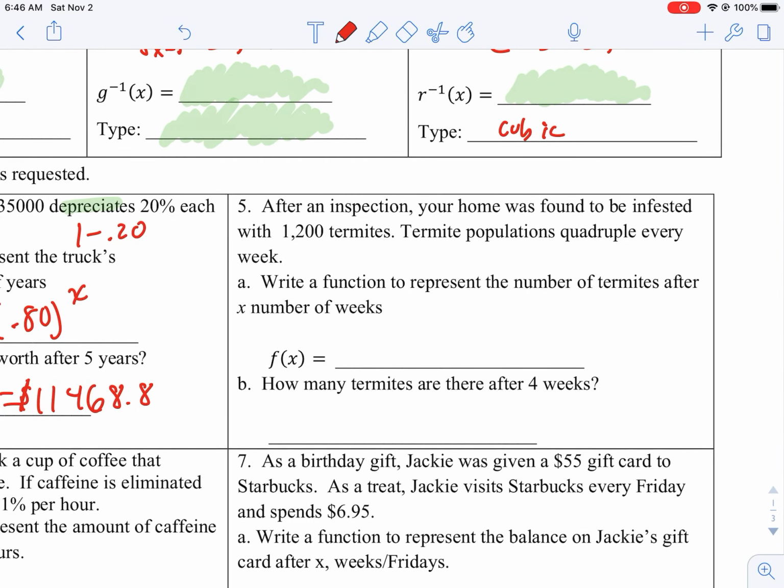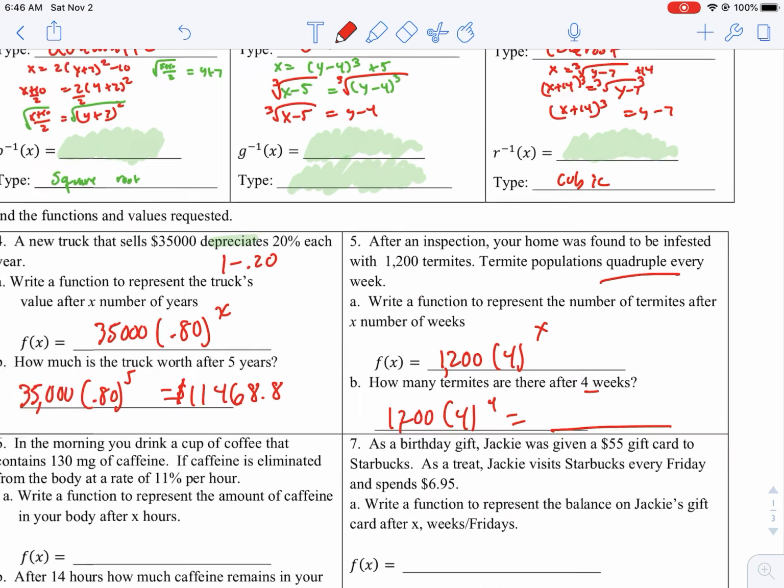After an inspection, your home is found to be infested with 125 insects, and they quadruple every week. Write a function. So your initial amount times quadruple, which means 4, so 4 to the x. So plug in 12 times 4 to the 4. That's what you get. Thank you very much.